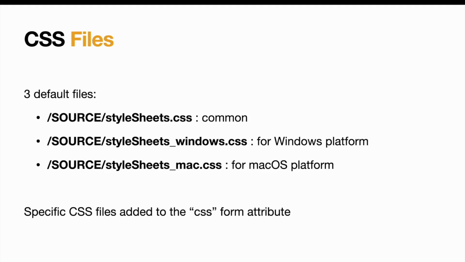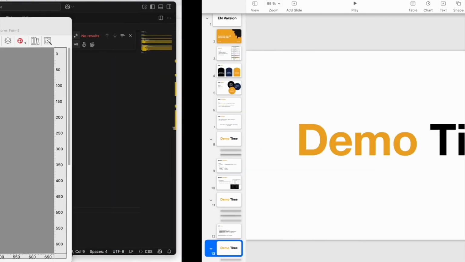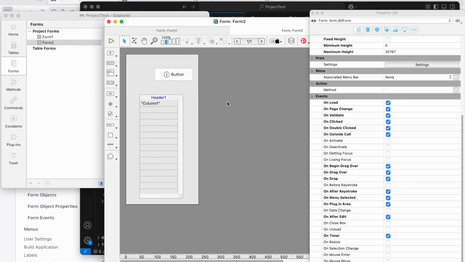In 4D, 3 CSS files are managed automatically. One shared across all platforms. This is the file used in the previous demo. And one specific to Windows and another for macOS. You can also assign a specific CSS file to a form using the CSS attribute. This lets you customize style depending on context or platform. Let's play with this file and see what happens. Let's test by overriding the font.